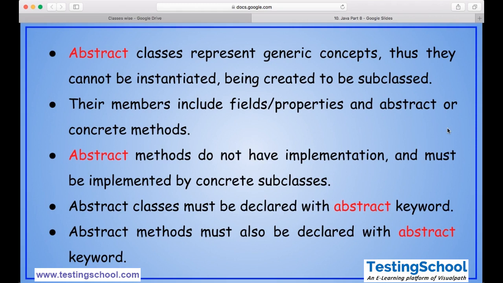So the last points we already saw. Abstract methods do not have implementation, they are all empty methods. So we cannot instantiate this. Without instantiating, how to use all these things, we'll see by taking one example.